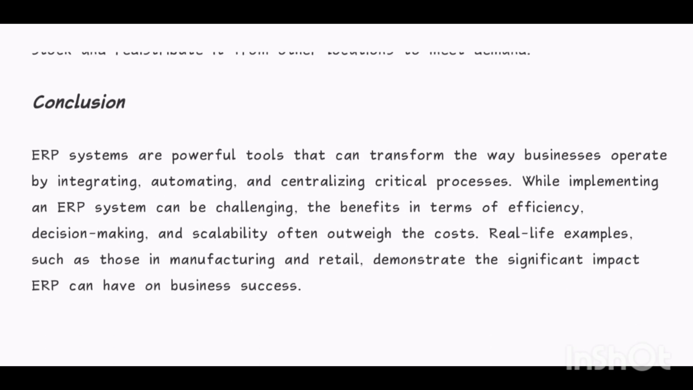Conclusion. ERP systems are powerful tools that can transform the way businesses operate by integrating, automating, and centralizing critical processes. While implementing an ERP system can be challenging, the benefits in terms of efficiency, decision-making, and scalability often outweigh the costs. Real-life examples, such as those in manufacturing and retail, demonstrate the significant impact ERP can have on business success.